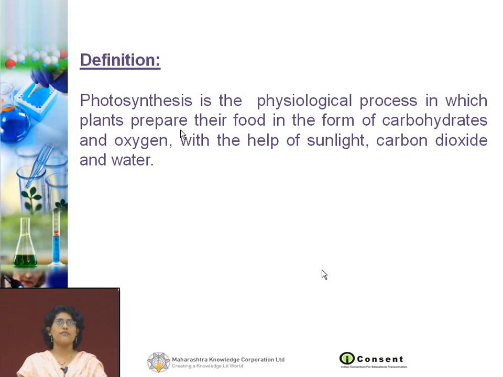By this process, the food is prepared for the plants, and what is the form of this food? In which form is the food prepared? That is the carbohydrates, that is glucose, and oxygen in gaseous form is released. How are these carbohydrates and oxygen prepared? It is prepared with the help of sunlight, carbon dioxide, that is gaseous, from the air, atmosphere, and the water.